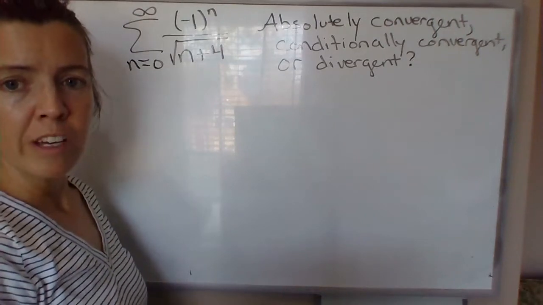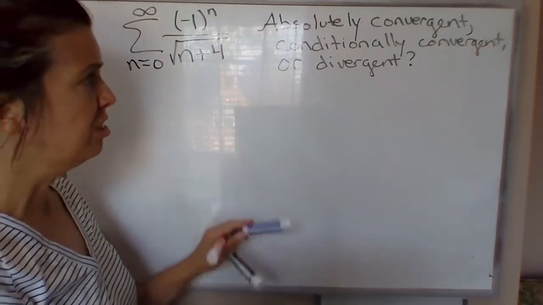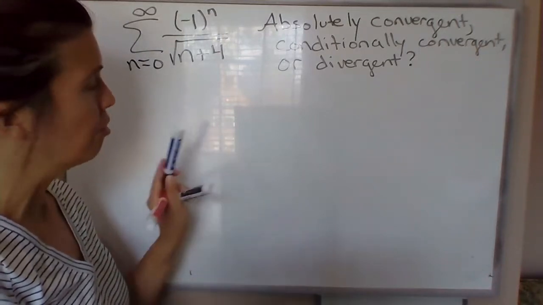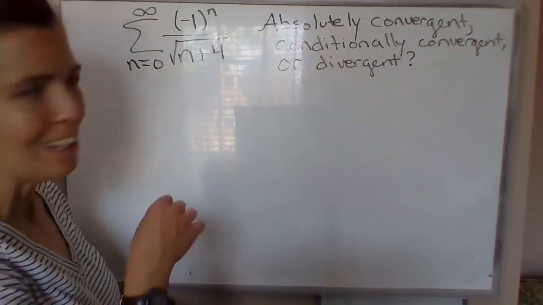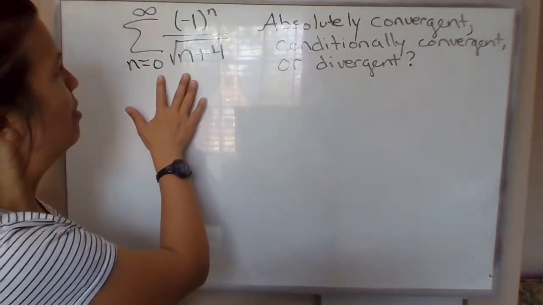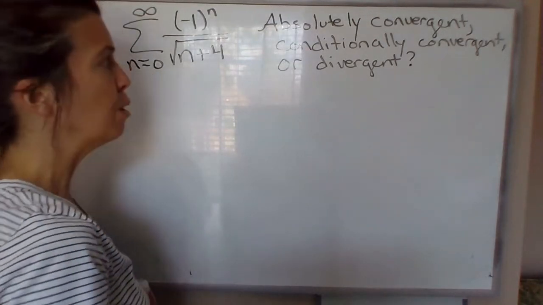Okay, so now I want to take a few series and determine whether they're absolutely convergent, conditionally convergent, or divergent. So kind of a three-part question here. First, considering the series from 0 to infinity of (-1)^n over the square root of n plus 4.